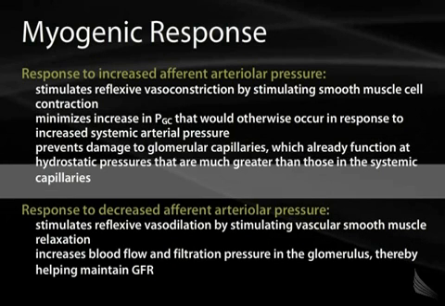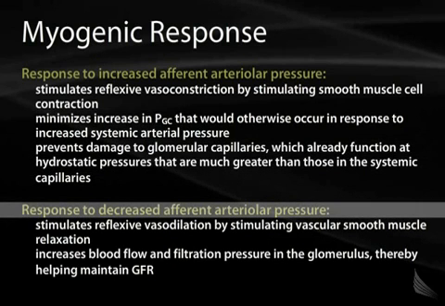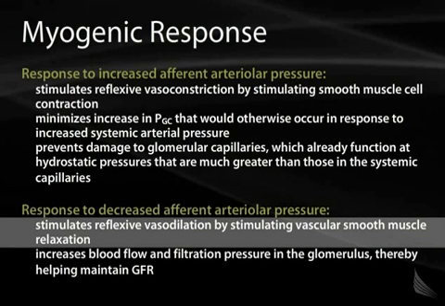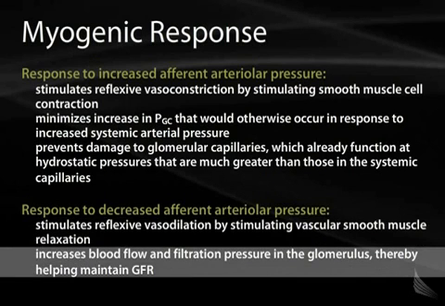The converse occurs when there is decreased afferent arteriolar pressure. There is a reflexive vasodilatation by stimulating vascular smooth muscle relaxation. This increases blood flow and filtration pressure in the glomerulus, thereby helping maintain GFR. The myogenic response is primarily a property of the smooth muscle cells of the afferent arteriole. There are multiple mediators of the myogenic response.